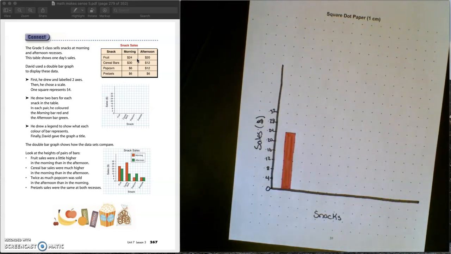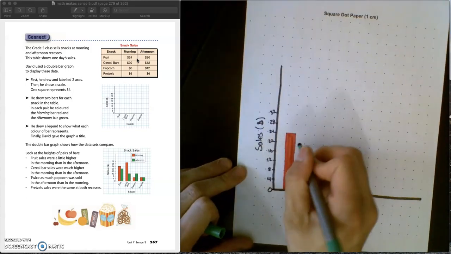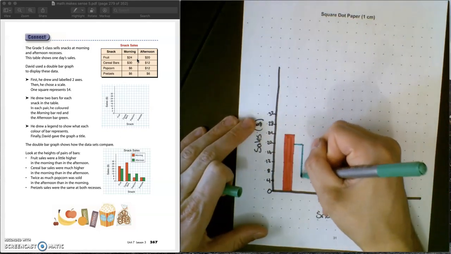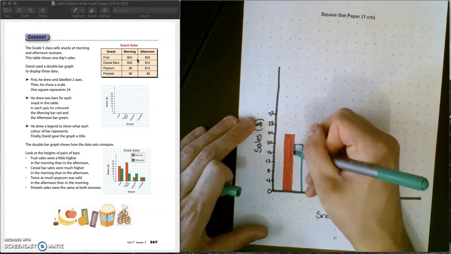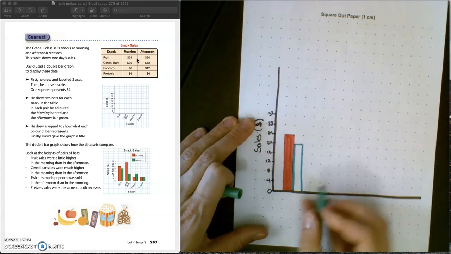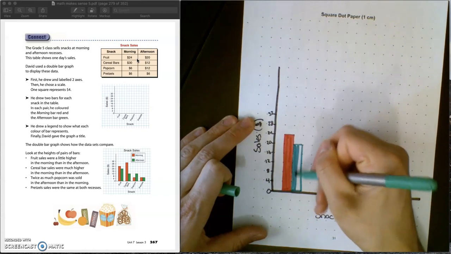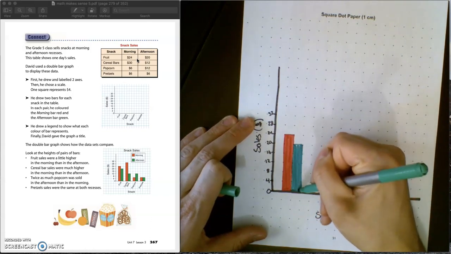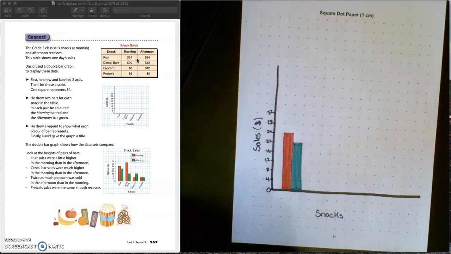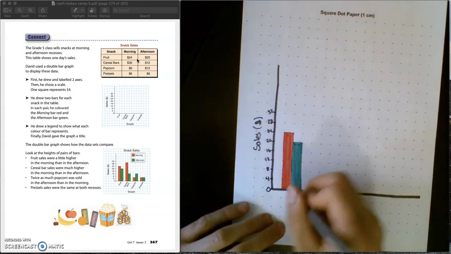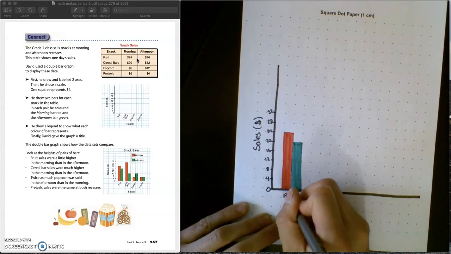The $20 for the afternoon. So I find my 20. I trace across, and I'm going to put these two right beside each other because these are both representative of the sales of fruit, and only fruit. This includes no other snacks. Quick little color in here. Then I'm going to put my underneath label in. So this is for fruit.